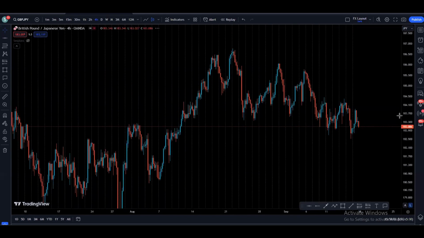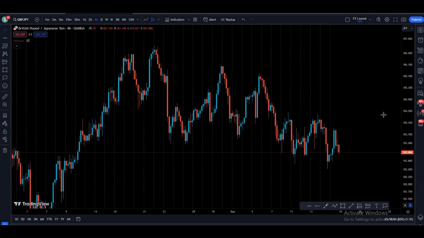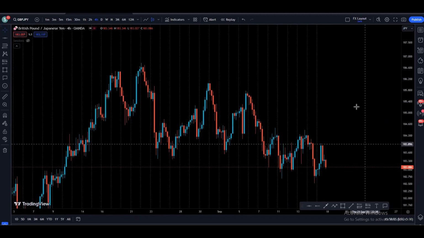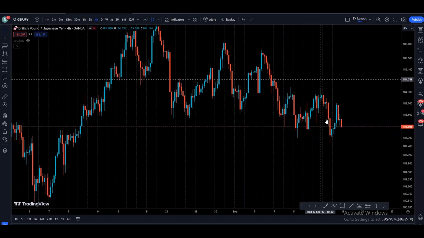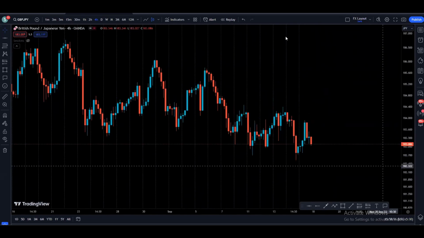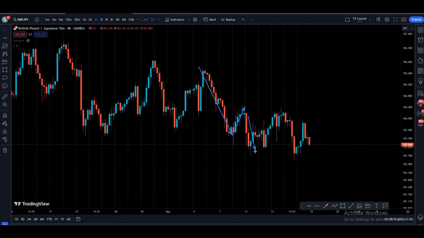The 4-hour is looking bearish as we are making lower lows and lower highs. On the 4-hour time frame, we are making lower highs, so price is basically going to the downside. We can say lower low, lower high, lower low, lower high, lower low, lower high, lower low.